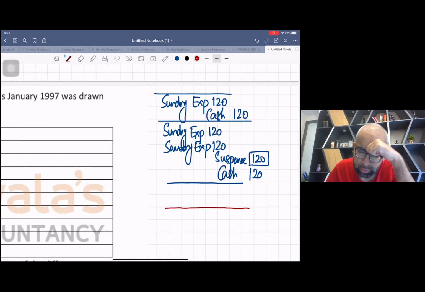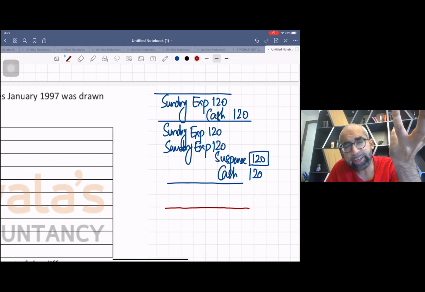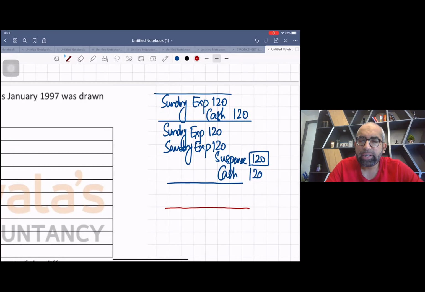Listen, in the first entry, we should have credited cash by 120. And in the second, we did credit cash by 120. Okay. So no problem with the cash. Now, in the first entry, we should have debited sundry expense only one time by 120. But in the second entry, we did debit an extra 120. That's the only error. So now let's credit sundry expense one time.